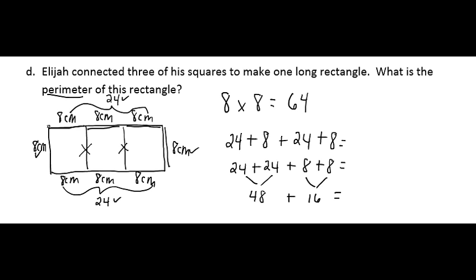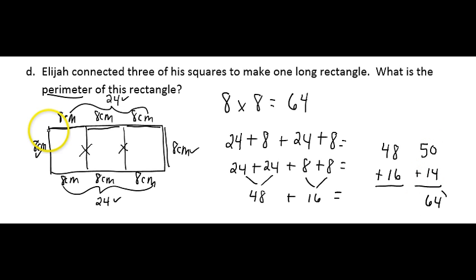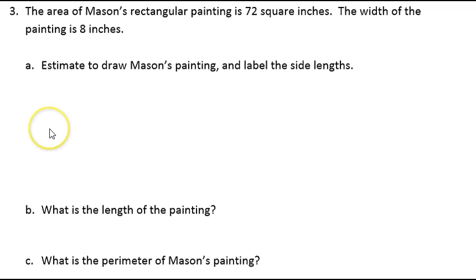Let's see, for 48 plus 16, let's do compensation addition here. 48 plus 16 would be the same as 50 plus 14. I took 2 away from the 16 and put it on the 48 to make that 50. 50 plus 14 is 64. And those two answers match, so I know I'm correct. And that means the perimeter would be 64 centimeters. So just a couple of different ways you could go about finding that answer. Let's look at one more problem.